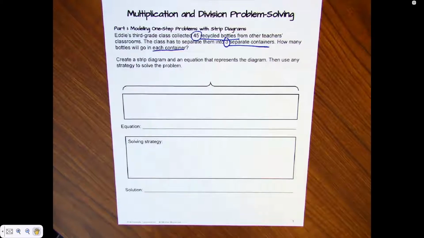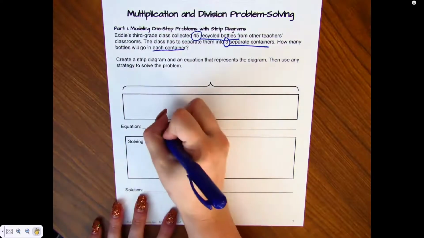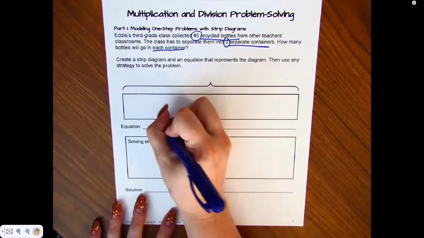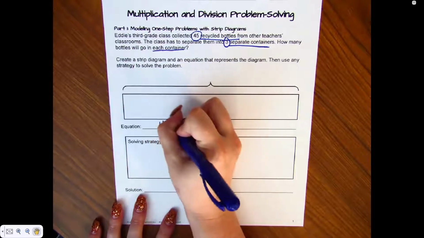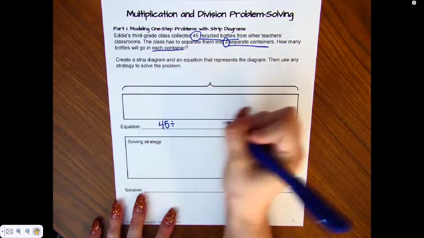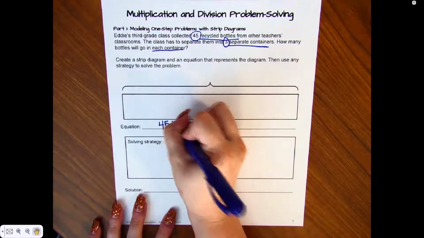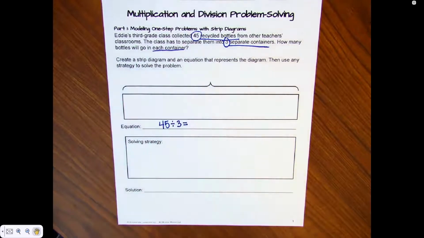Bianca, what am I doing? Am I multiplying or dividing? Yes, Dimitri. Dividing. So I know for a division equation, my bigger number is going to go first. So I have 45 divided by 3 equals.